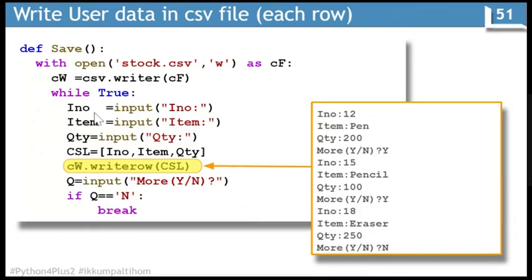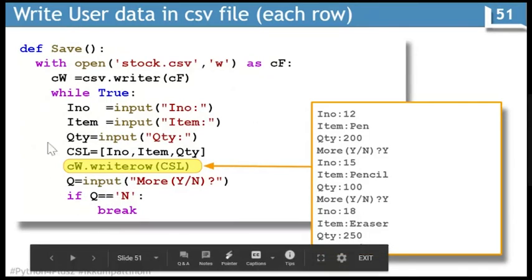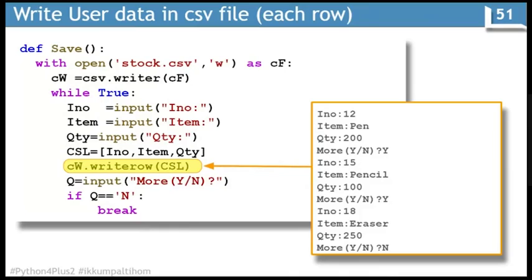So we are taking inputs from the user as INO, item, and quantity, and we are framing a list with these three data. And then with the help of cw.writerow, we are adding a row in the CSV file. With the help of this loop, you will be allowed to add as many rows in the CSV file as you want. In this particular case, I have not added any header row or title row, so it is only going to contain the data.